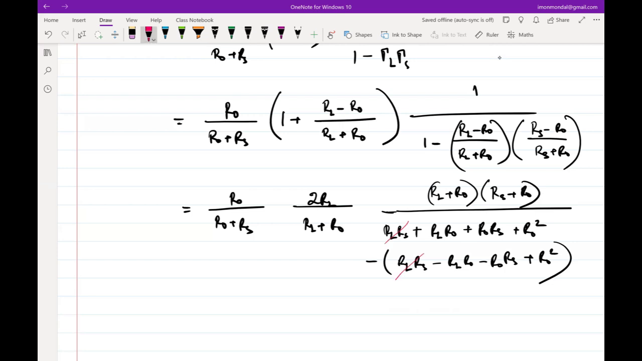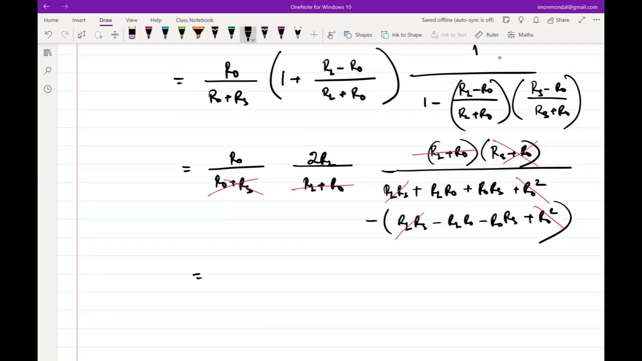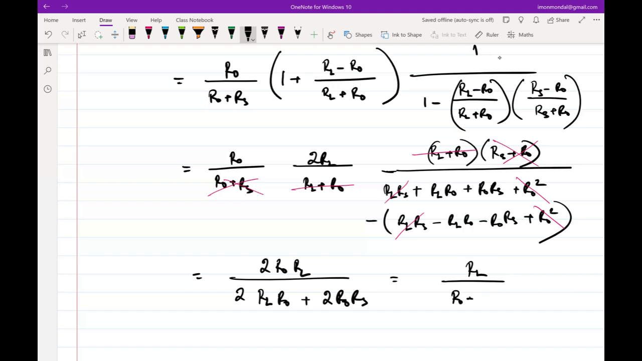So this cancels, this cancels, this cancels. This also cancels. So we get twice R naught RL by twice RL R naught plus twice R naught RS. So I can basically cancel 2 and R naught from numerator and denominator, and this comes out to be RL by R naught plus RS.